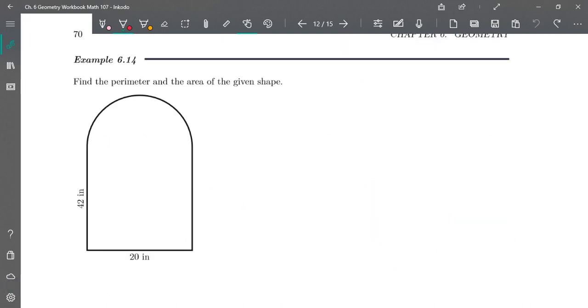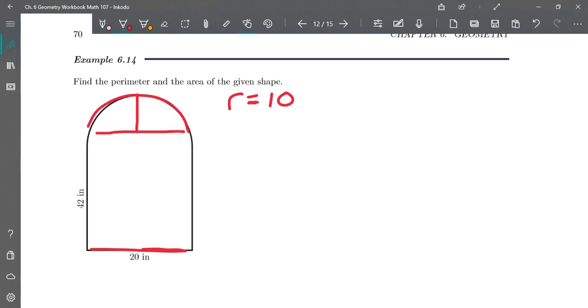Okay, now we're going to take up with page 70 of your workbook. We have a shape that has a semicircle and a rectangle. You can split it up. You can find the radius to be half of this base. So radius is 10.